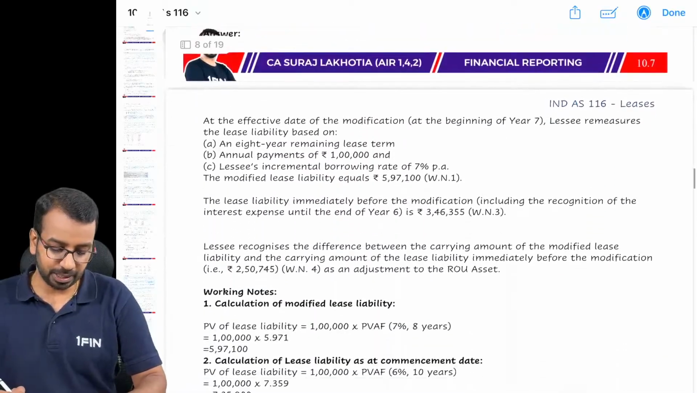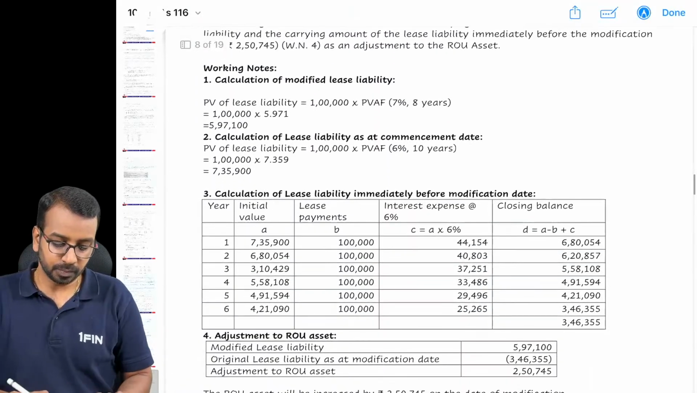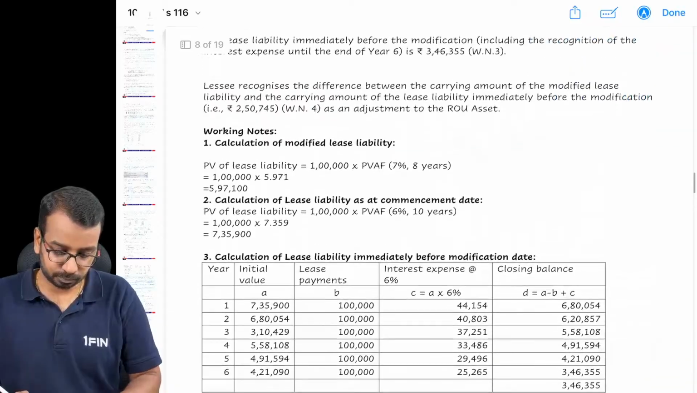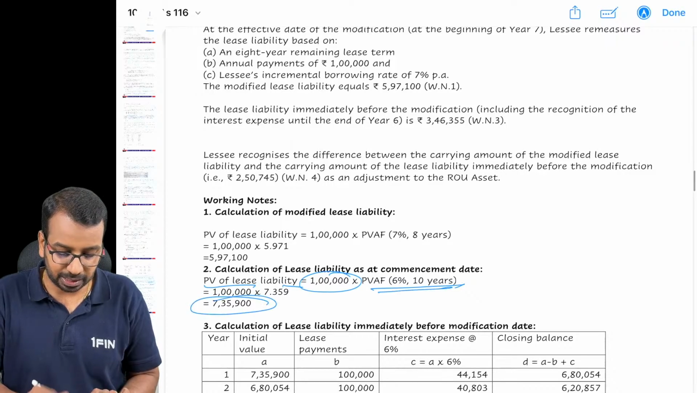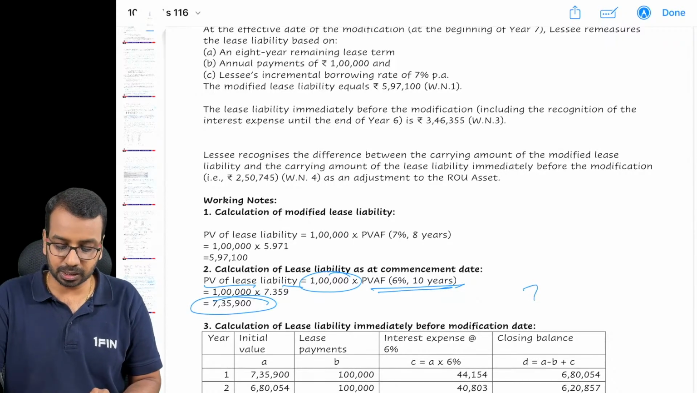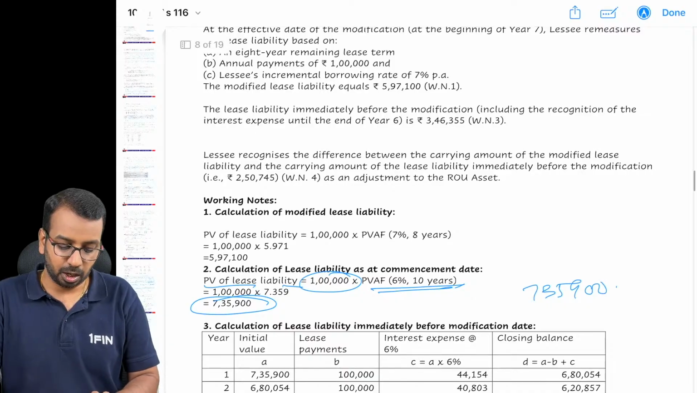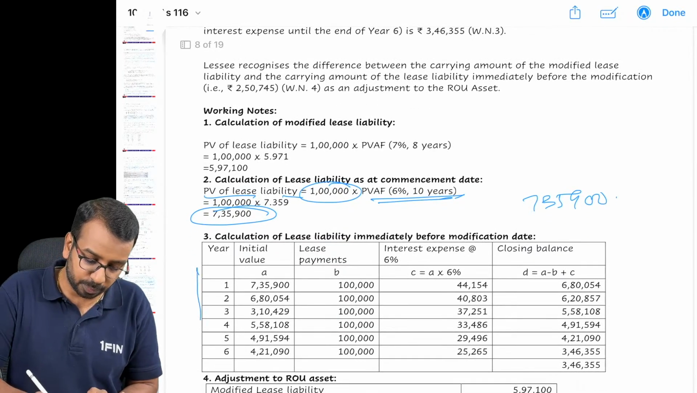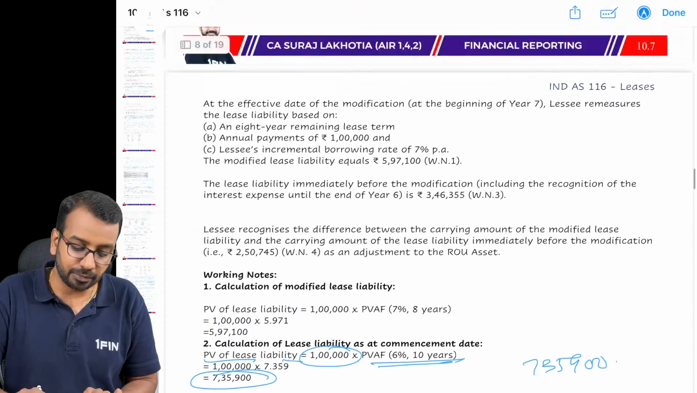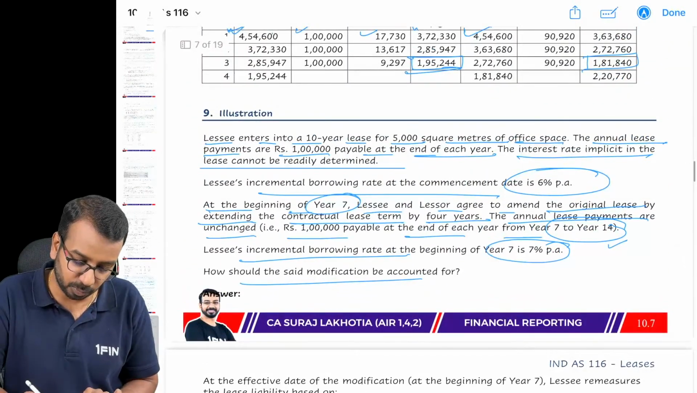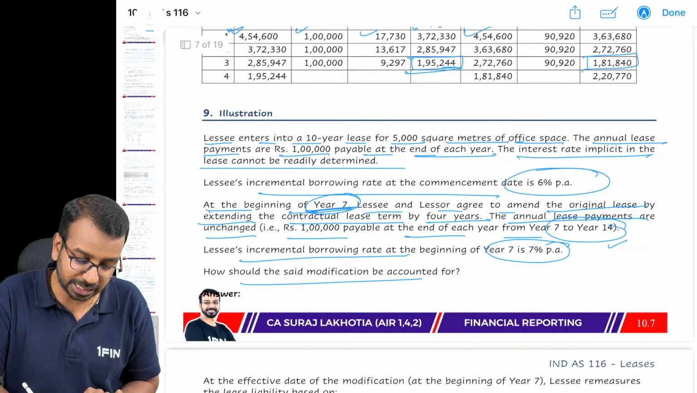So the present value of the lease liability is 1 lakh at 6% for 10 years. We get 7,35,900. So this is the original liability. For that, do I need to prepare the entire 6 years or 7 years table? Not required. Whenever it is modified, they modify it at 7 years.